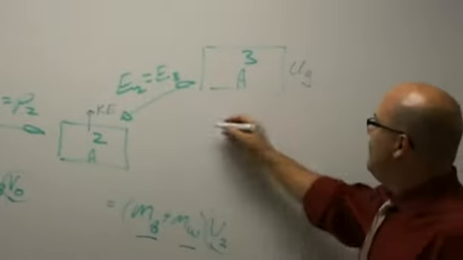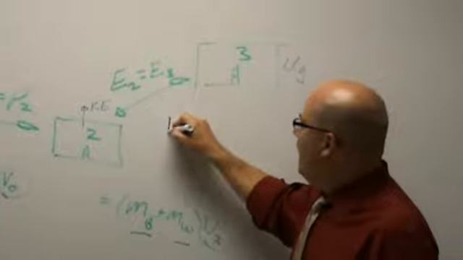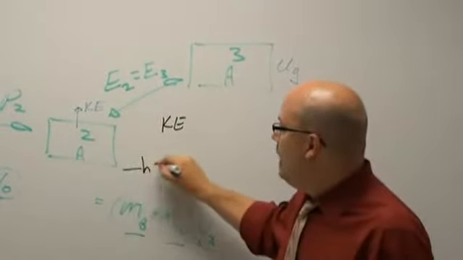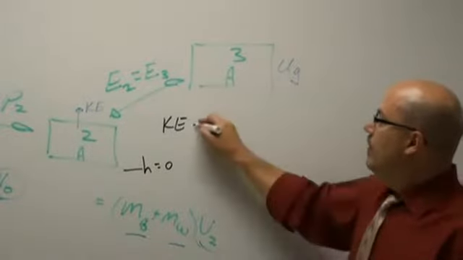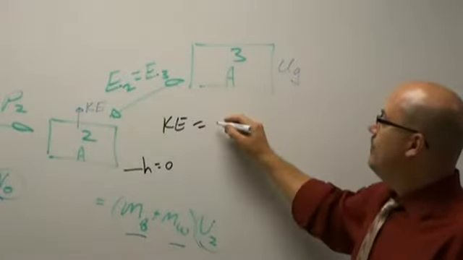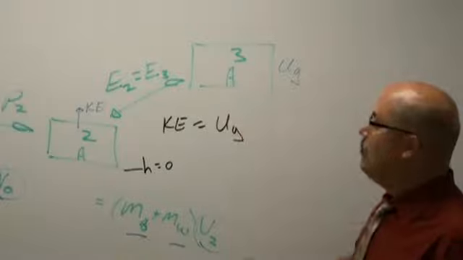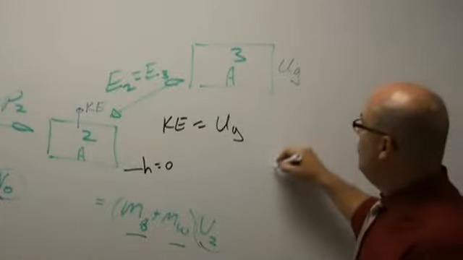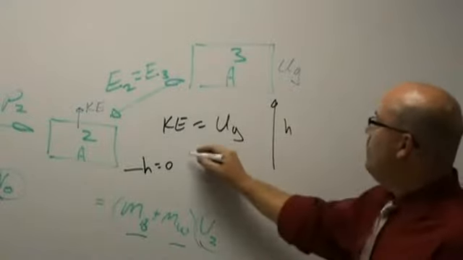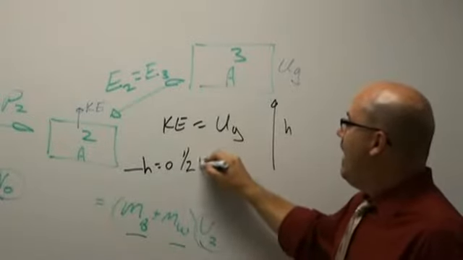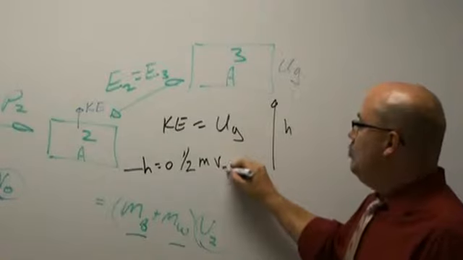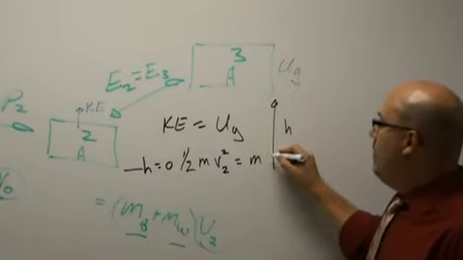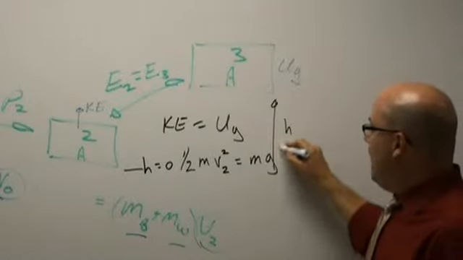Energy at 2, what kind of energy? Kinetic only, right? Because the thing is moving, and we're going to call this our height equals 0. What kind of energy do we have up here? Potential. Just potential, gravitational potential, right? And that is at a height of h, right? So this becomes 1/2 m v2 squared equals mgh.